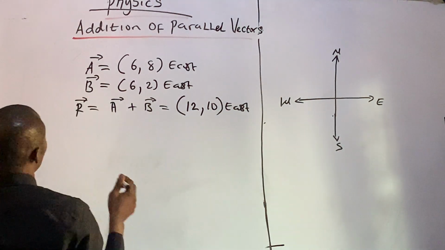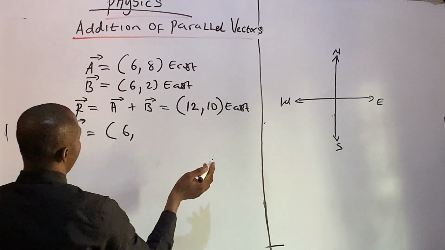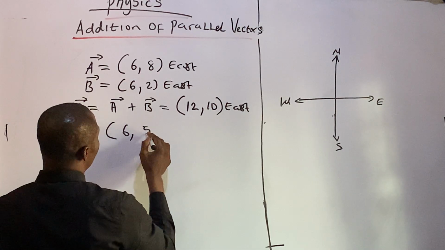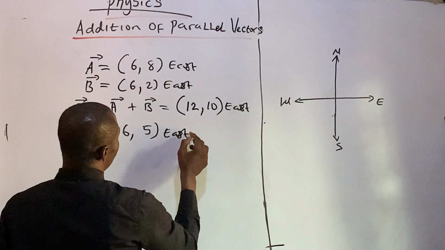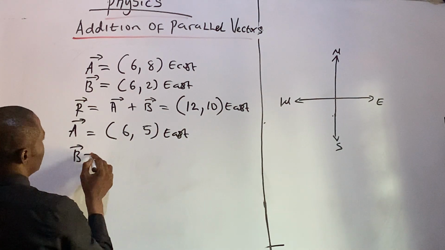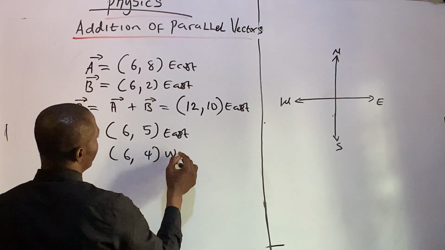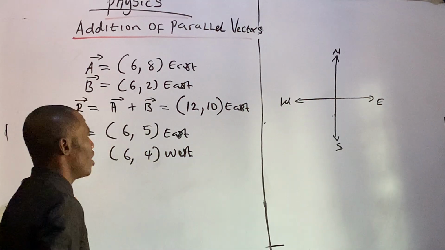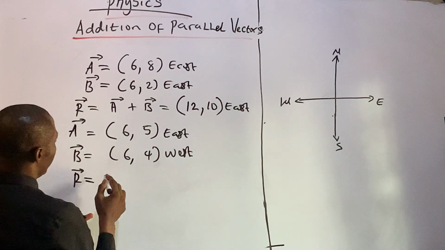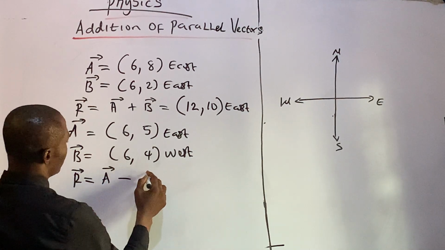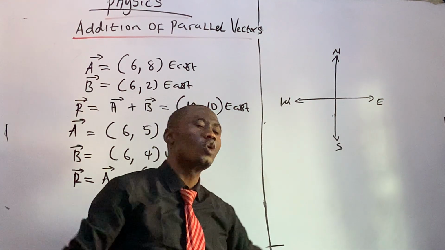Now, let's say vector A has the value 6 and 5 to the east. And let's say vector B has the value 6 and the value 4, and it's moving to the west. Now, what's the magnitude of this vector? The resultant vector is vector A minus vector B. Why are we using the minus? Because they're traveling in the exact opposite direction.